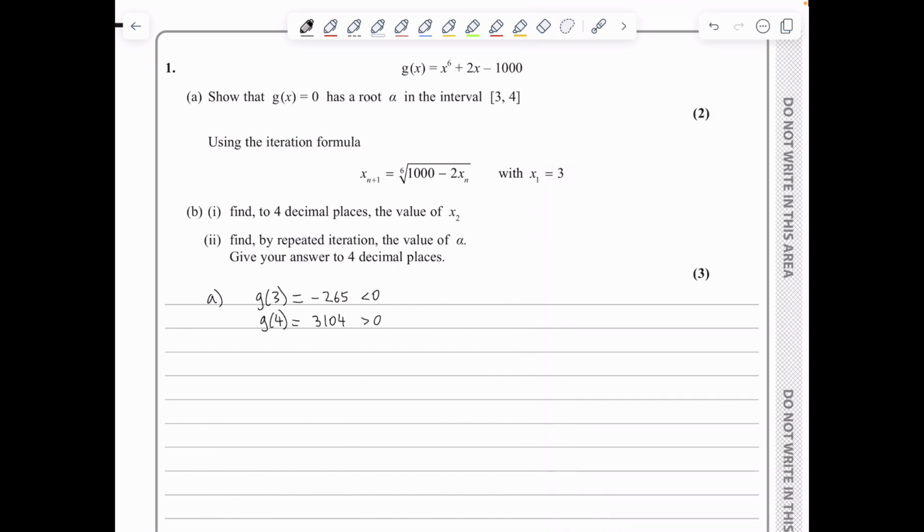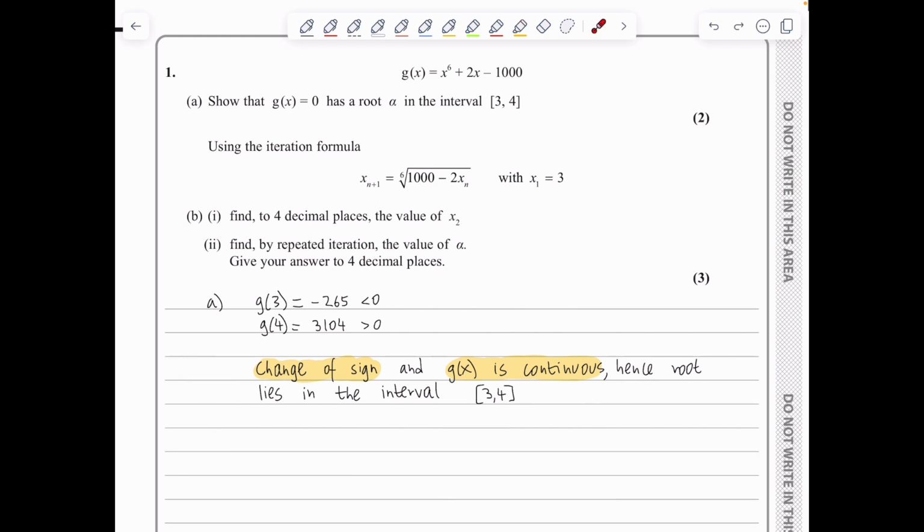than 0. And we therefore conclude that since there's a change of sign and g of x is continuous, then we have a root in the interval 3 to 4. Notice that you need to mention both the change of sign and the continuity of g of x in order to obtain the final mark.